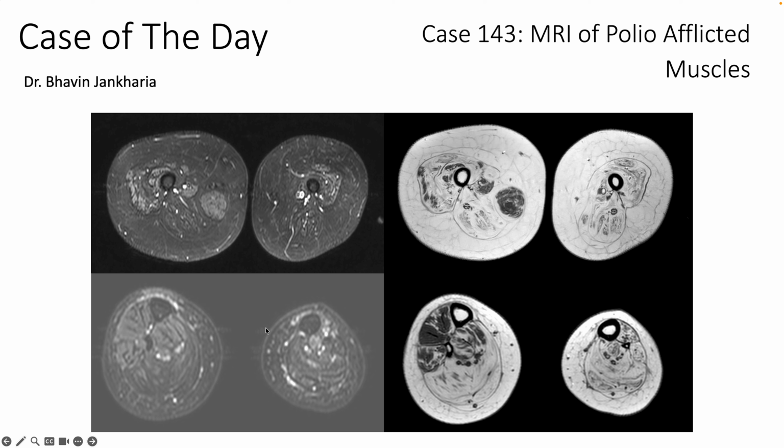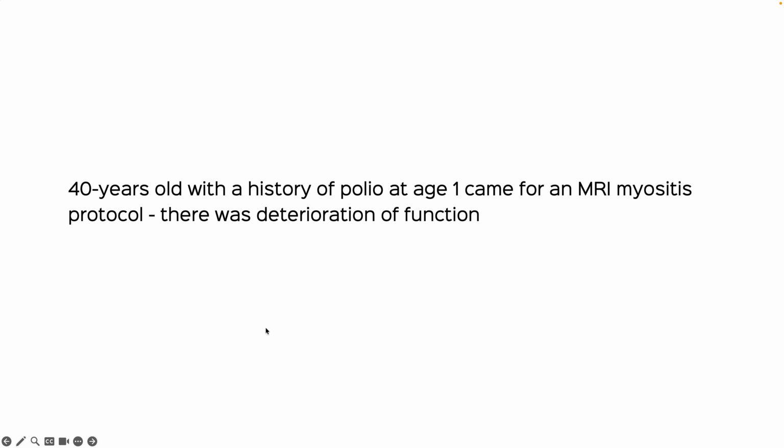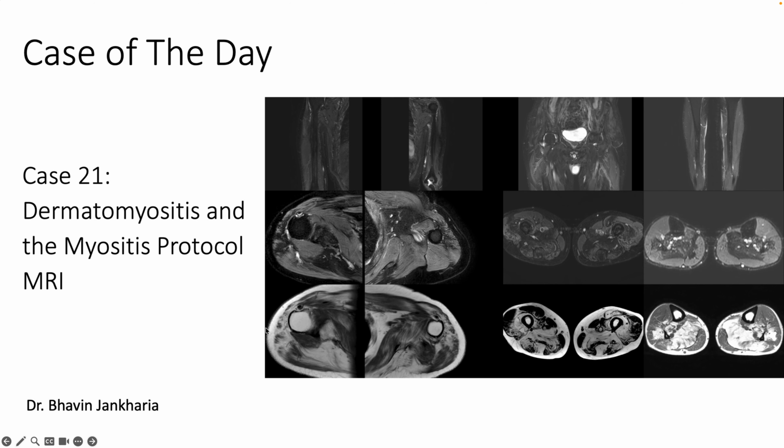It's case 143, titled MRI of Polio Afflicted Muscles. This 40-year-old came in today with a history of polio at age 1 for an MR myositis protocol because there was deterioration of function and a thought that maybe there was a coexistent myositis. For the protocol, there are 3 cases now that I've done over the last 9 months on different forms of myositis, and I think there's one link on the top right that you can see.